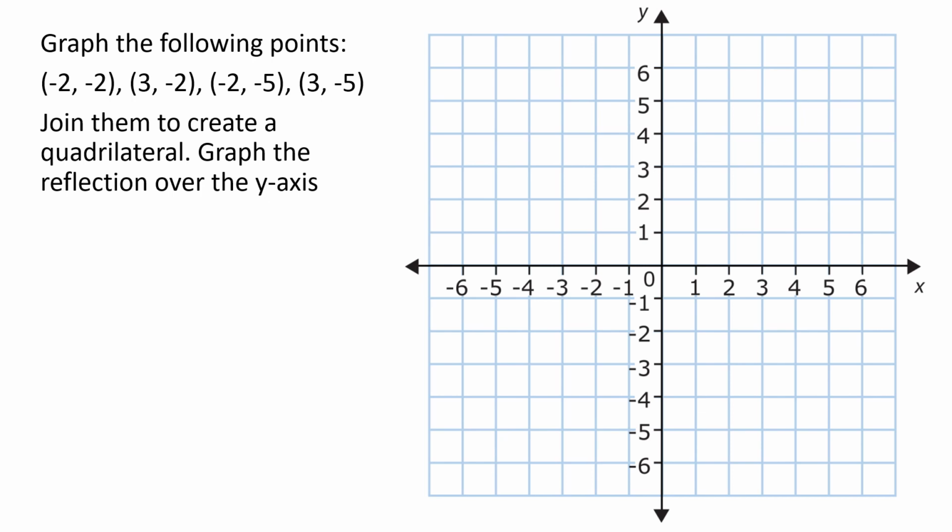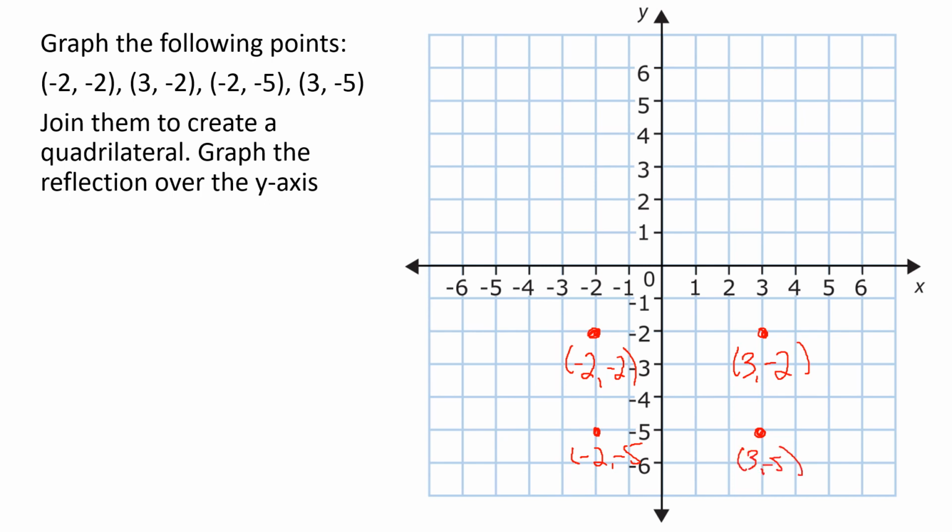So this is how these are going to look. You're going to be told, graph the following points. Let's graph this first. -2, -2. And I like to write these here so I don't have to think so much later. And then I'm going to graph 3, -2. Then I'm going to graph -2, -5. And then I'm going to graph 3, -5.